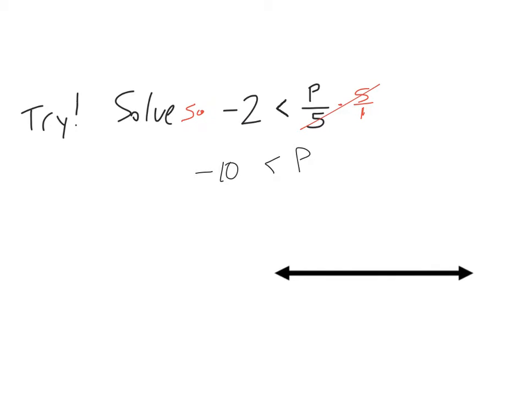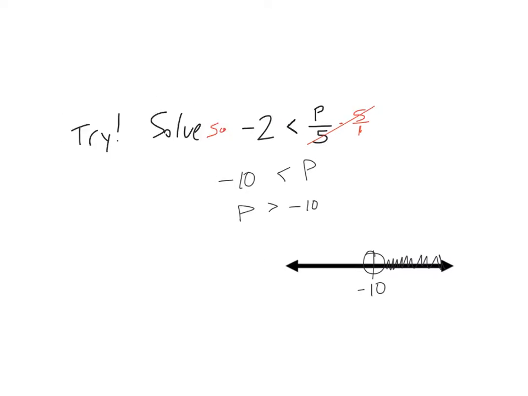And remember, we don't like the variable on the right. We want to put it on the left. So switch the p and the negative 10. The sign was pointing towards the negative 10, so make sure it's still pointing towards the negative 10. Now it reads p is greater than negative 10. So mark your negative 10. Open circle, we're not filling it in, and greater than means to the right. Over here are numbers that are greater than negative 10.